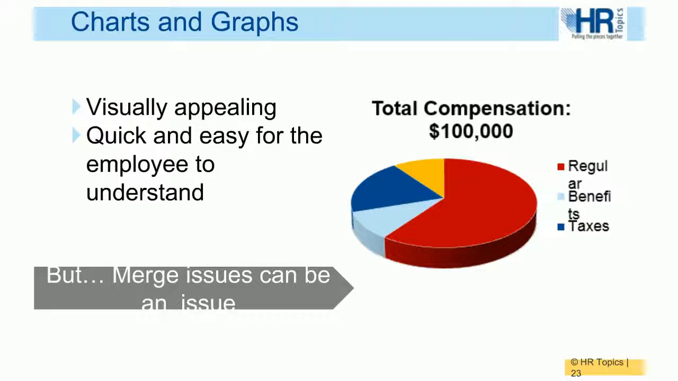So just a lot of different things to think about. I talked a lot about the charts and graphs already. They are quick and easy. This is kind of the idea. It would show regular pay in red, benefits in the light blue, taxes in the dark blue, and maybe other in the yellow. But they can be difficult if you're just using Word and Excel.